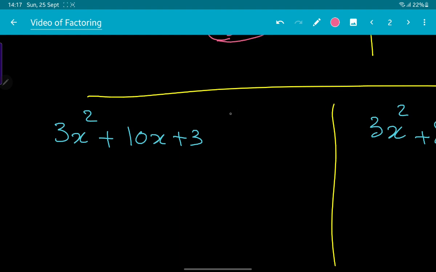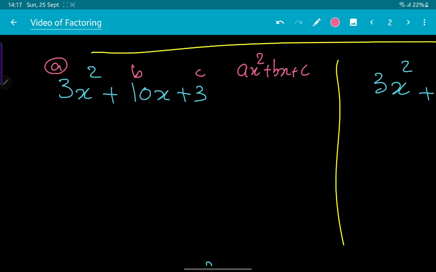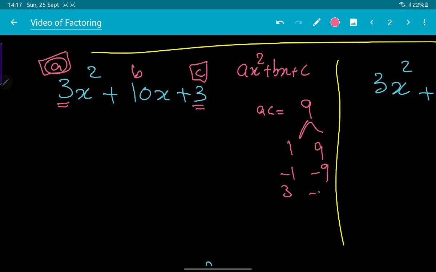Now we have the final case, ax squared plus bx plus c. You know this is c, this is b, and a here is not 1. What should you do? As we said in the class, you take the a and the c and multiply them together. ac equals 3 times 3, which is 9. Now factorize the 9: 1 and 9, negative 1 and negative 9, 3 times negative 3, negative 3 with negative 3, and 3 with 3.